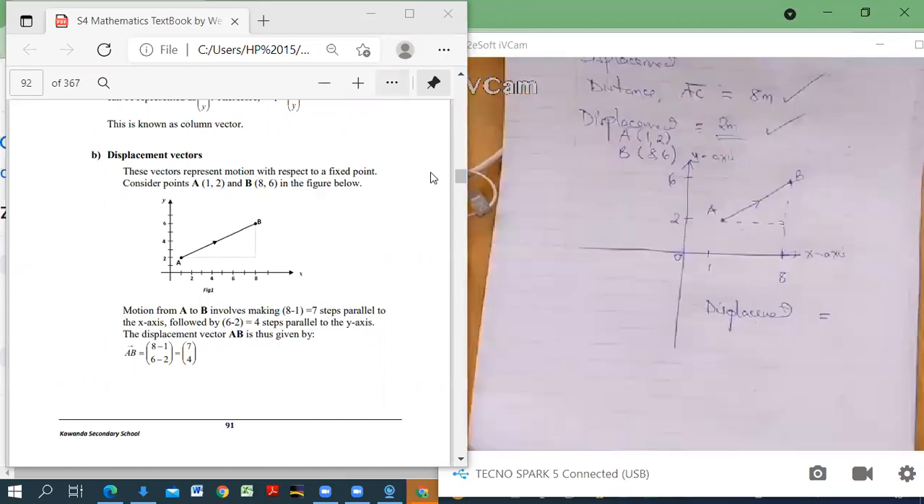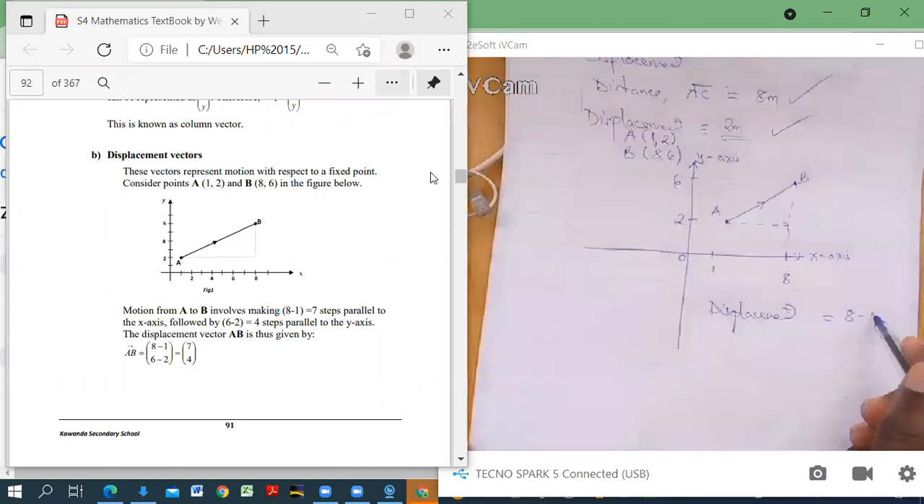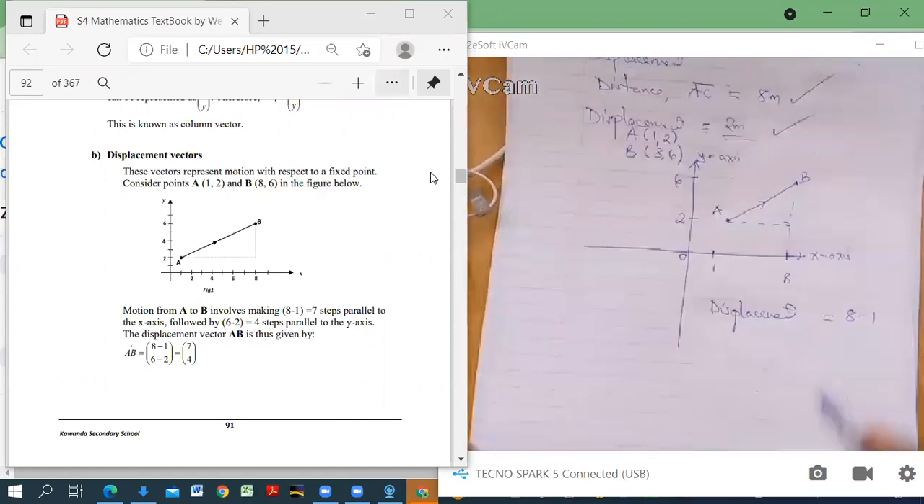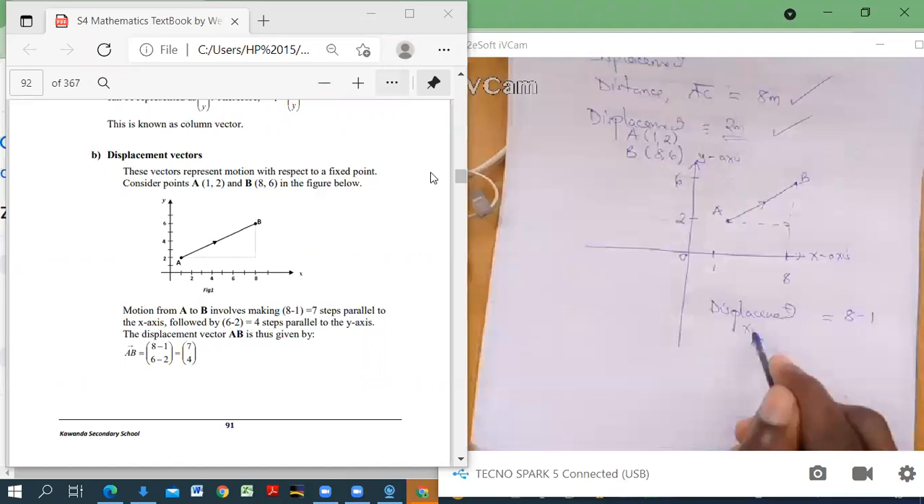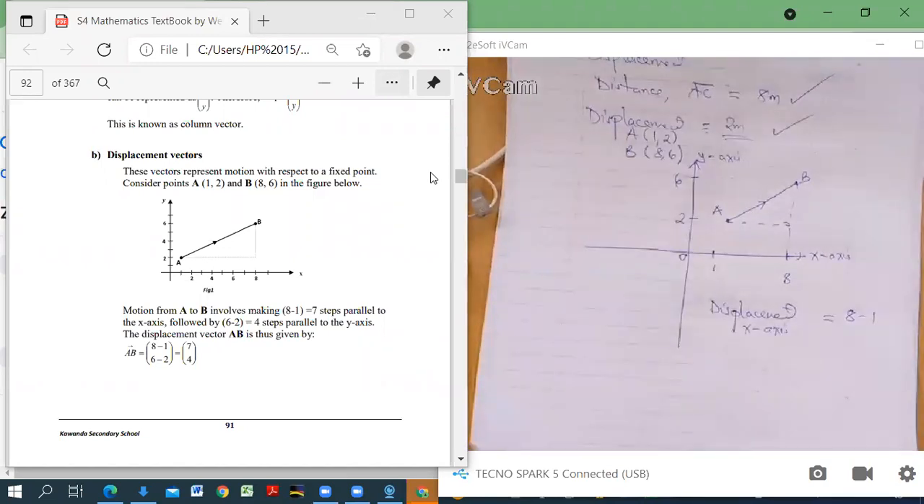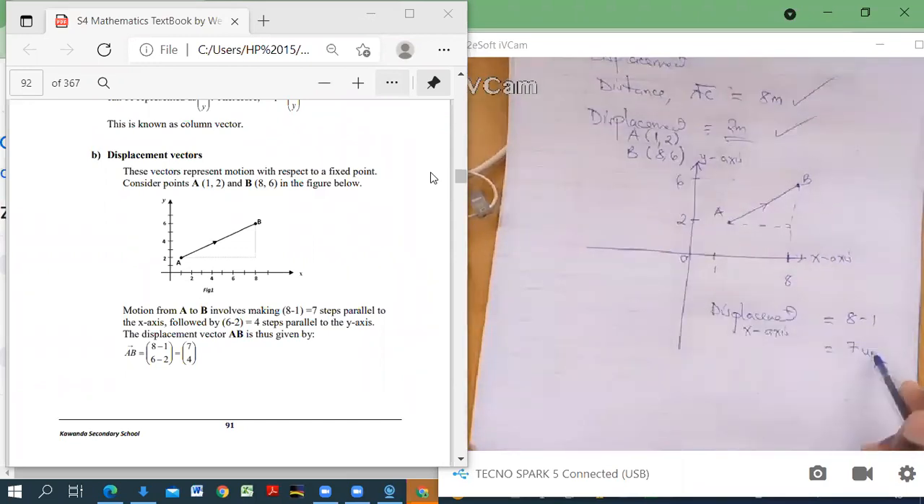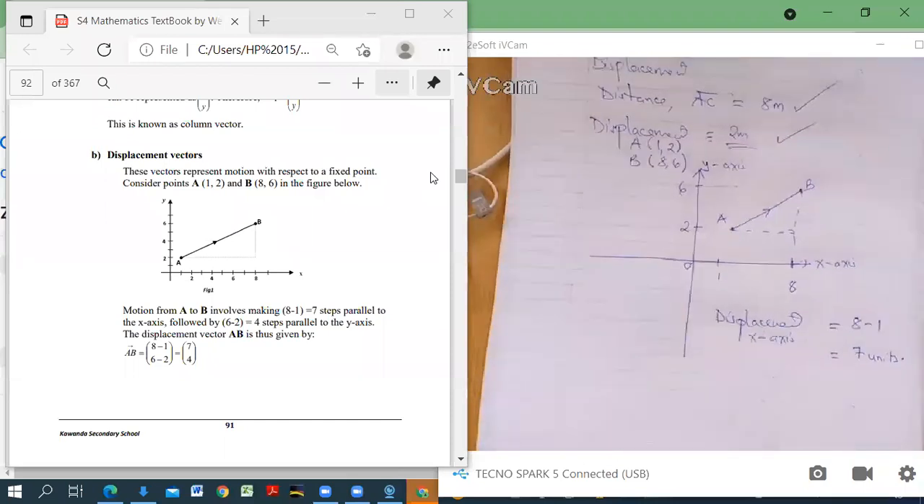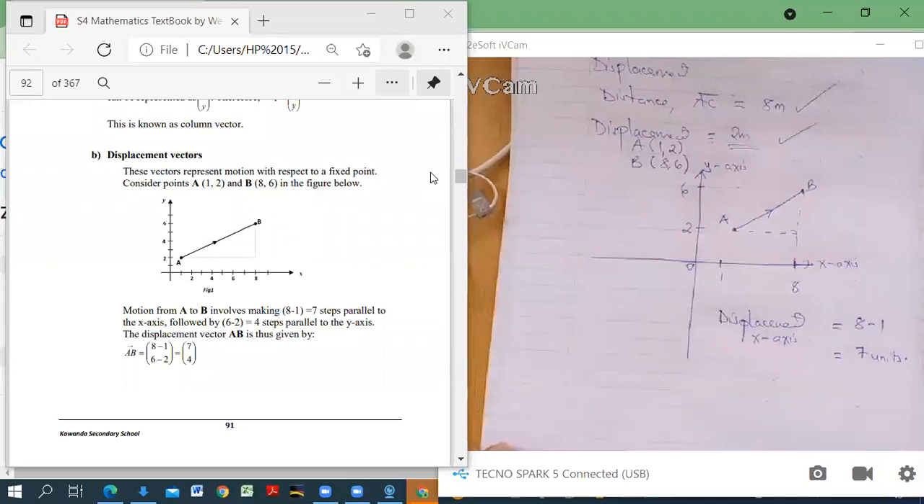Okay, displacement will be 8 minus 1. Not so? That is in the x direction, or in the x-axis. Are you together? So it will be 7 units. Are you seeing that?